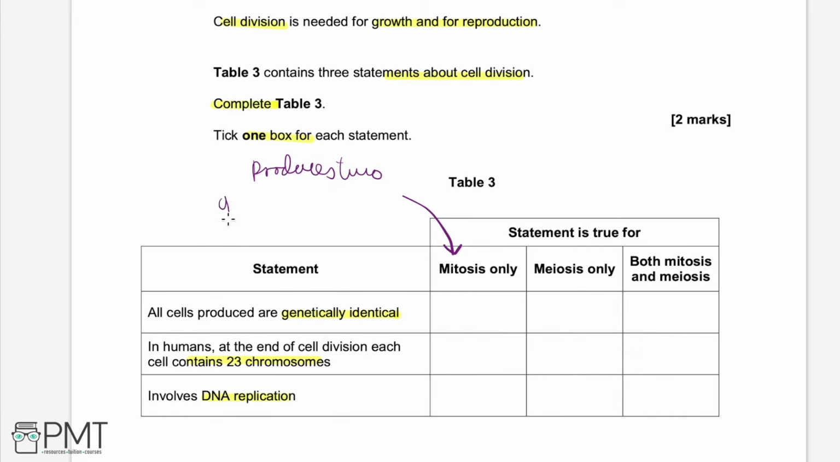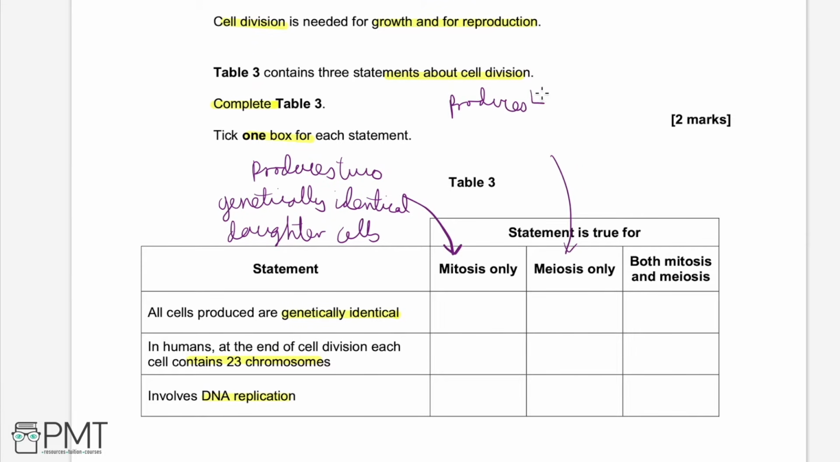Let's think about the process of mitosis. This produces two genetically identical daughter cells. On the other hand, meiosis produces four genetically distinct daughter cells. Therefore, the first statement is true for mitosis only.